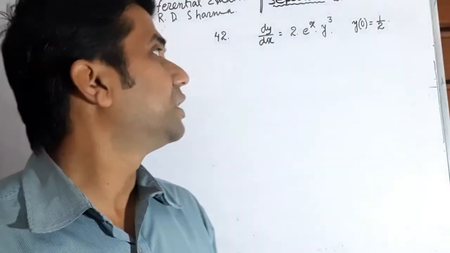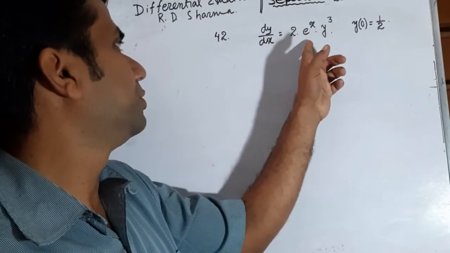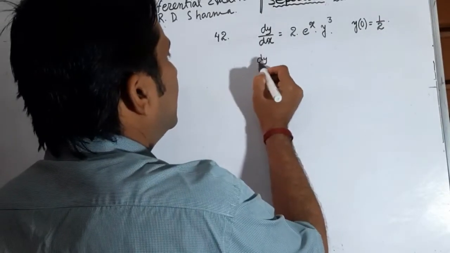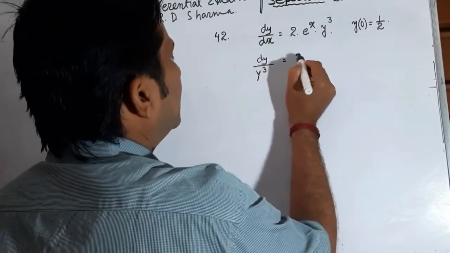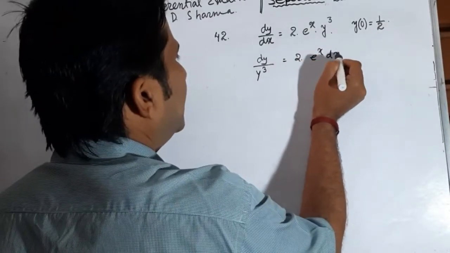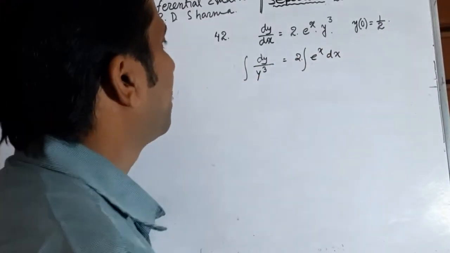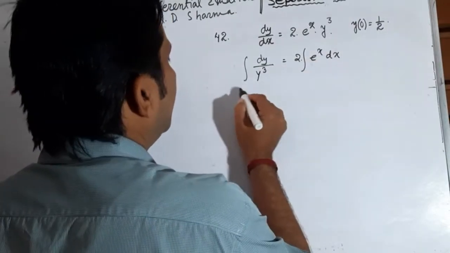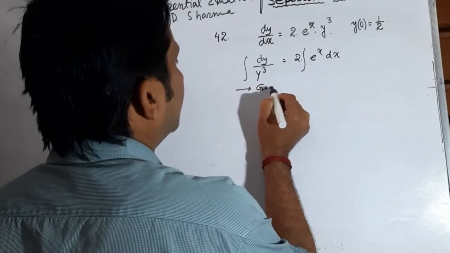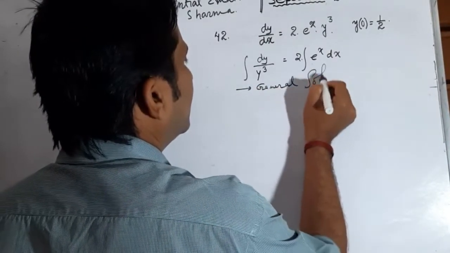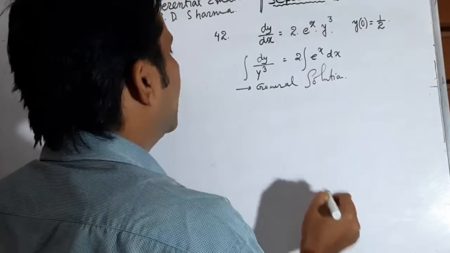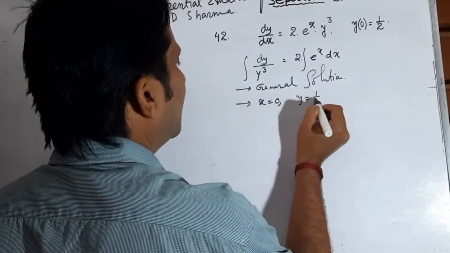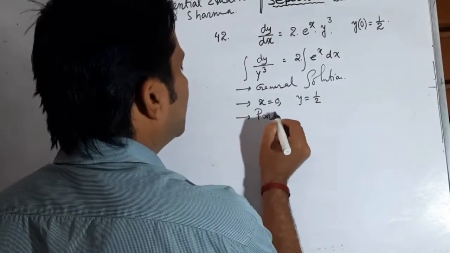Next problem: dy dx is equal to 2 into e to the power x into y cube. Then you can solve dy by y cube is equal to 2 e to the power x dx, and integrating you get the general solution. Putting the value x is equal to 0 and y is equal to half, you will get the particular solution.